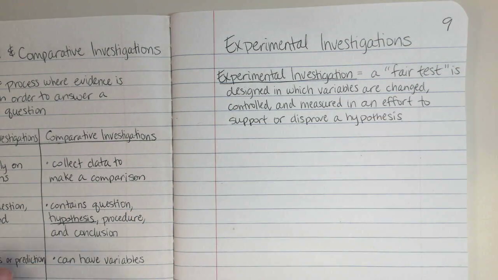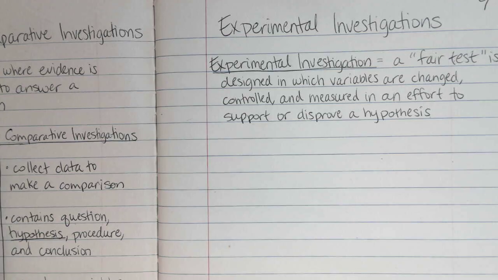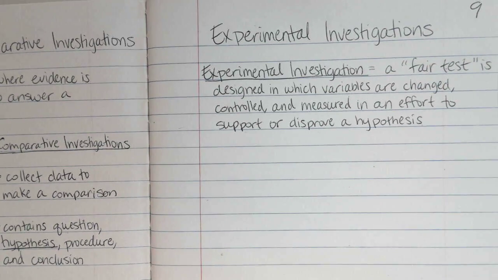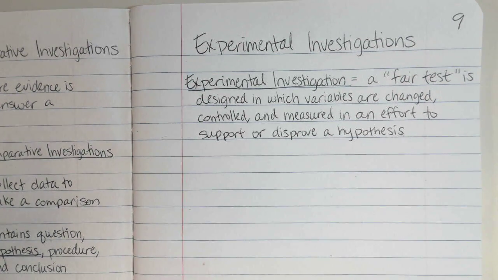So it's kind of a long definition. It says, again, a fair test is designed in which variables are changed, controlled, and measured in an effort to support or disprove a hypothesis. So when it says fair test, what that means is you have to be sure that you're controlling all other constants aside from what you are testing, what those variables are that you're changing. And so that's what we mean by fair test.